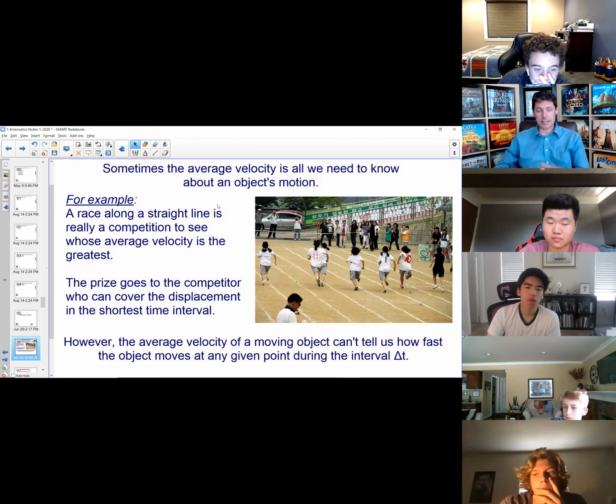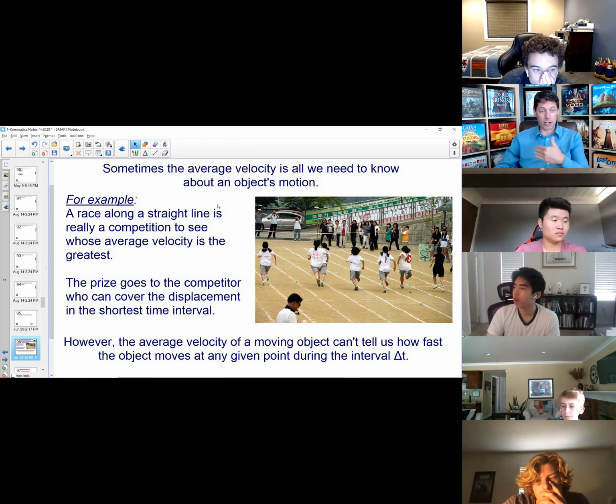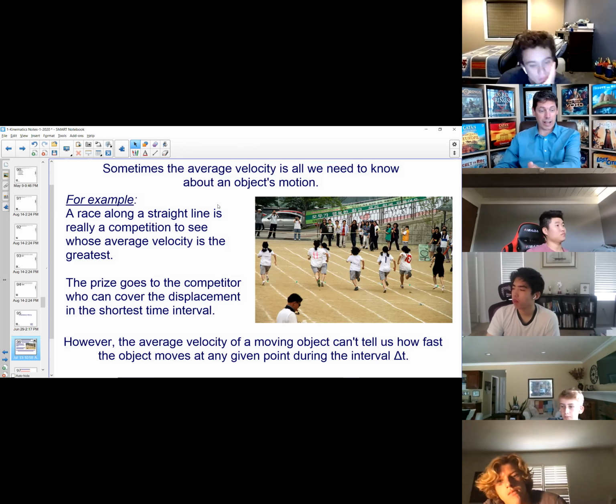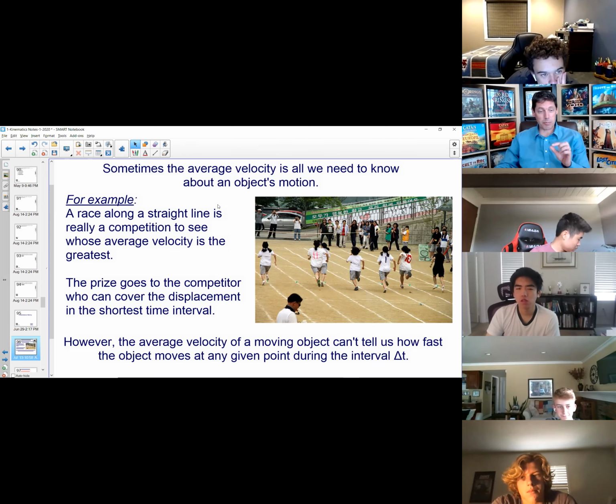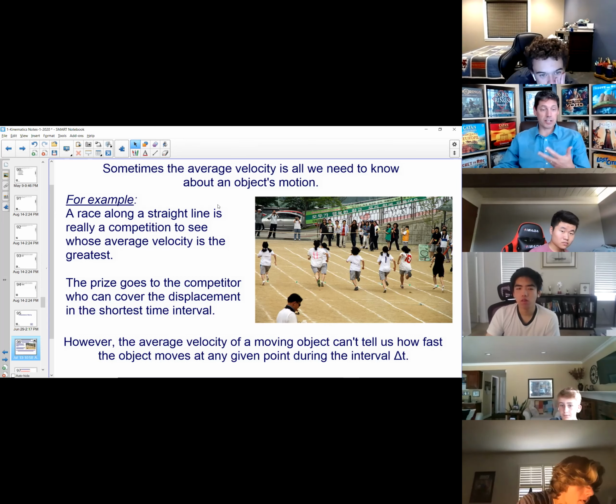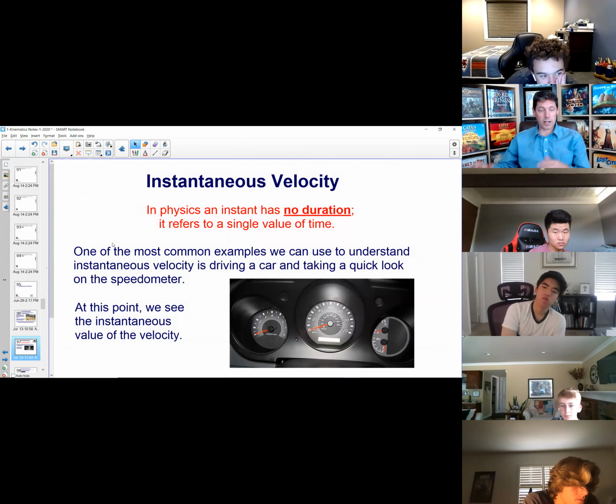So for a straight line race, average velocity will tell us the winner. But it doesn't necessarily tell us who reached the maximum speed. Someone might actually have a higher top speed, but it took them longer to get there, so they don't actually win the race. Or maybe they got there and then they got too tired and ended up slowing back down. So the maximum speed, or the speed at any particular point in time, doesn't tell you who wins the race. The average tells you who wins the race. So sometimes average is important, but other times we want to know instantaneous.